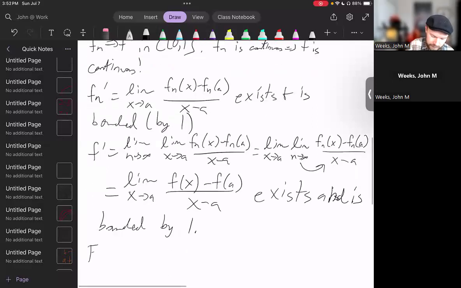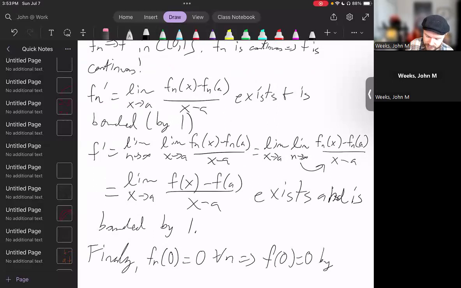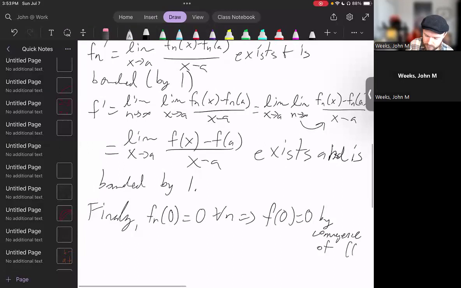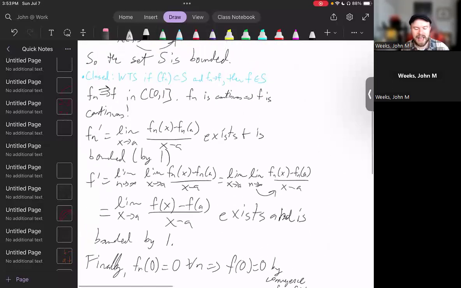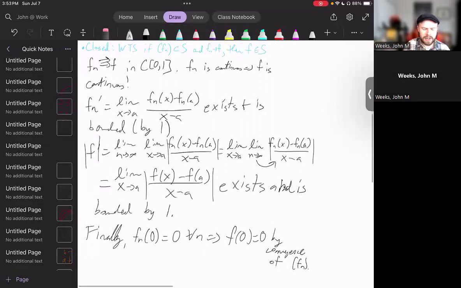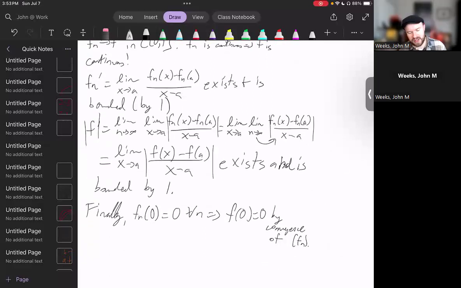Finally, we have f sub n of 0 equals 0 for all n, which implies that f of 0 equals 0 by convergence of the sequence f sub n. So all of these things put together give us that, in fact, this function f that we have is indeed an element of the set S. It is continuous. It is differentiable. Its derivative is bounded from -1 to 1. I need to be putting absolute values around in here just to be able to say that these don't all have to be positive. It's bounded by 1 right there. And so there we go. That should help us finish this thing out.